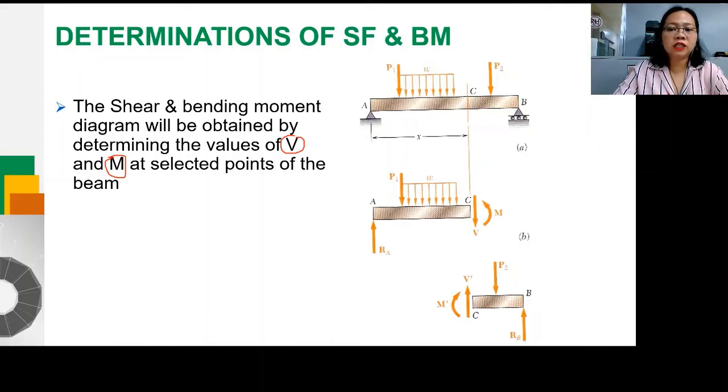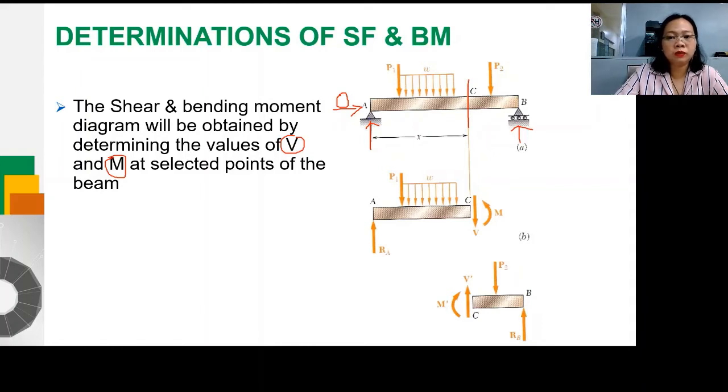So, consider this beam. You have point A, it is a simply supported beam. At A, it is a pin. So, how many reactions do you have? You have 2 reactions, but your X reaction is 0. And for B, it is roller supported. So at this point, you have point C here. You are tasked to find the shear and moment at point C.